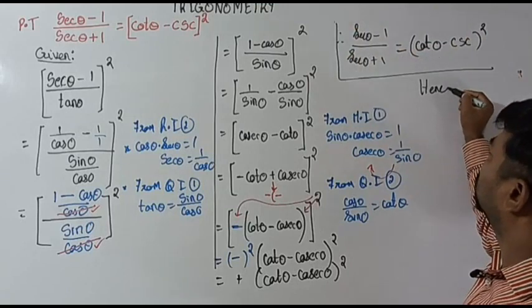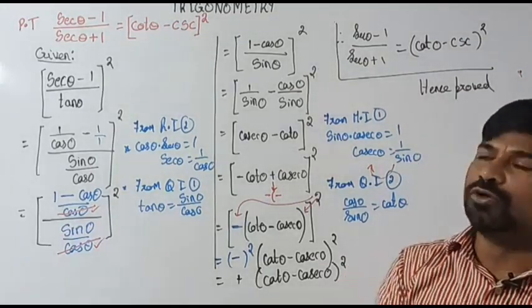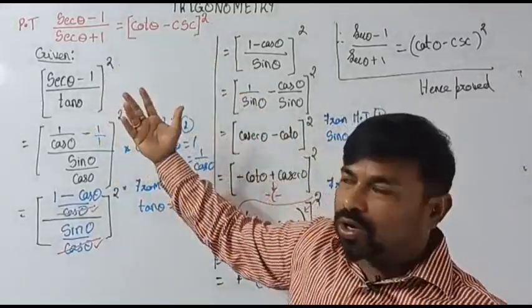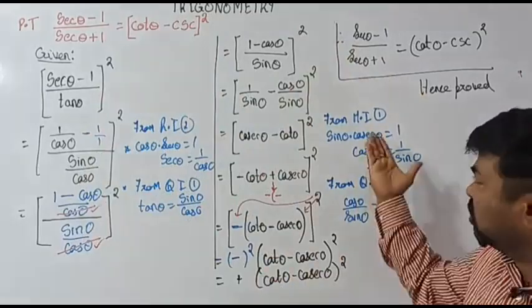Hence proved. This is how we are supposed to logically apply it. A few tricks were applied here: how to get the whole square, which I have already taught you, splitting the terms, pushing it to the top, and using the formulas that are required.